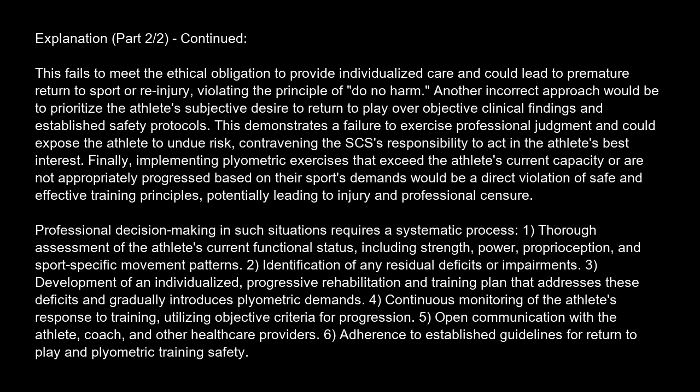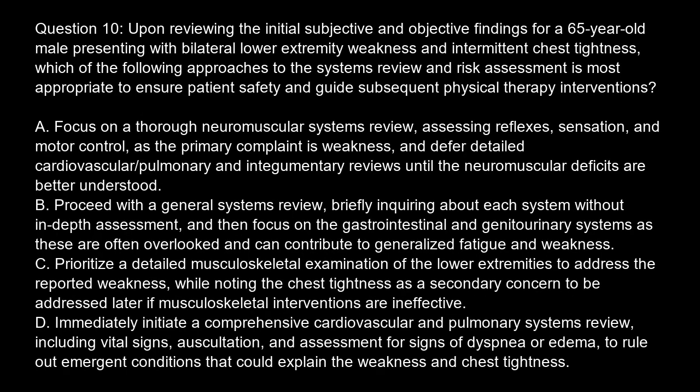5. Open communication with the athlete, coach, and other healthcare providers. 6. Adherence to established guidelines for return to play and plyometric training safety. Question 10. Upon reviewing the initial subjective and objective findings for a 65-year-old male presenting with bilateral lower extremity weakness and intermittent chest tightness, which of the following approaches to the systems review and risk assessment is most appropriate to ensure patient safety and guide subsequent physical therapy interventions?